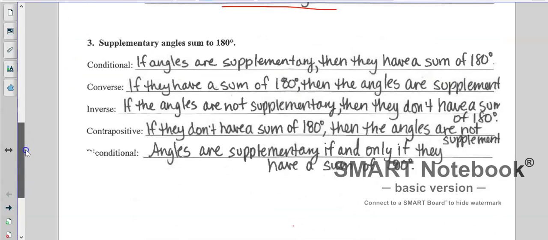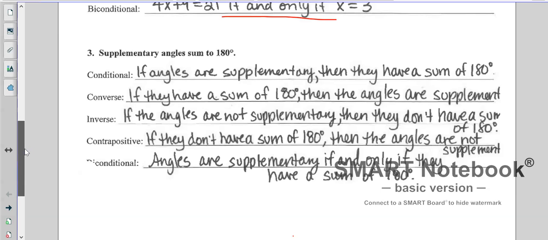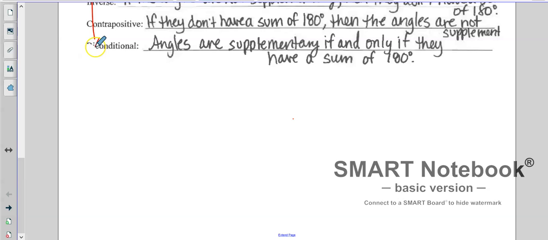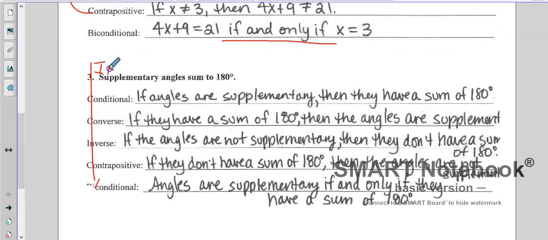All right, last one here on this page. Supplementary angles sum to 180. You might say "add," whatever. So if angles are supplementary, you're just putting "if" in front of this. So if two angles are supplementary, whatever, then they have a sum of 180. We're going to flip it for the converse. If they have a sum of 180, you could say if two angles have a sum of 180, then they are supplementary.